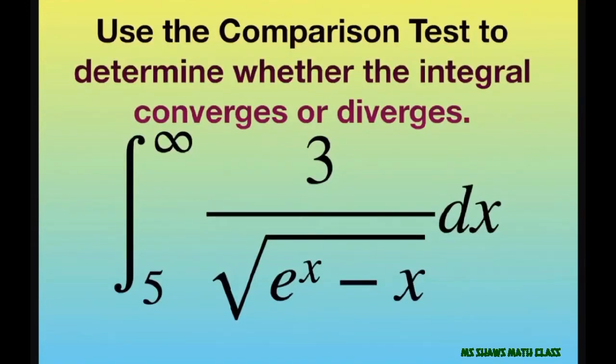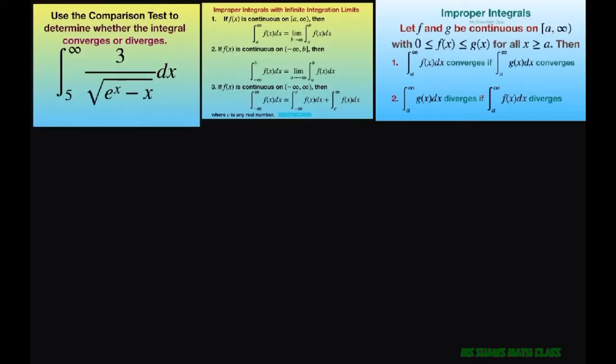Everyone, we're going to use the comparison test to determine whether the integral converges or diverges from 5 to infinity, and our function is 3 divided by the square root of e to the power of x minus x dx. Alright, so our interval is from 5 to infinity. So for our improper integral, we're going to use this form here and rewrite this.